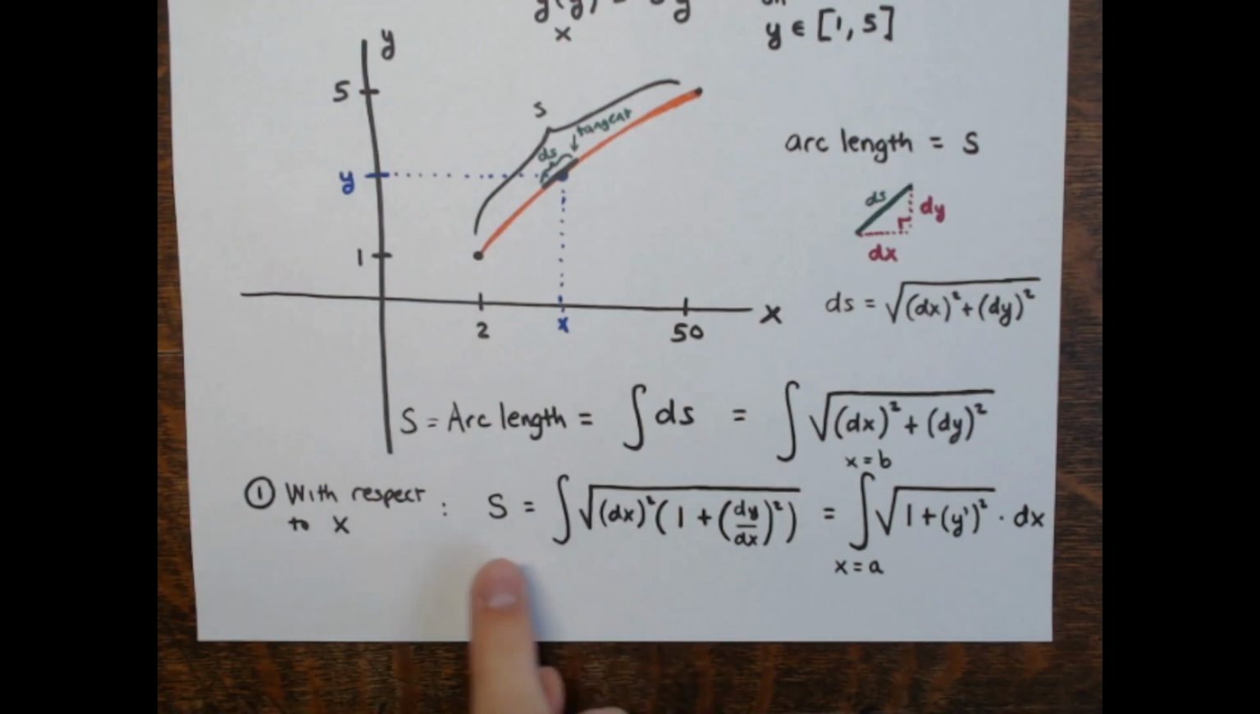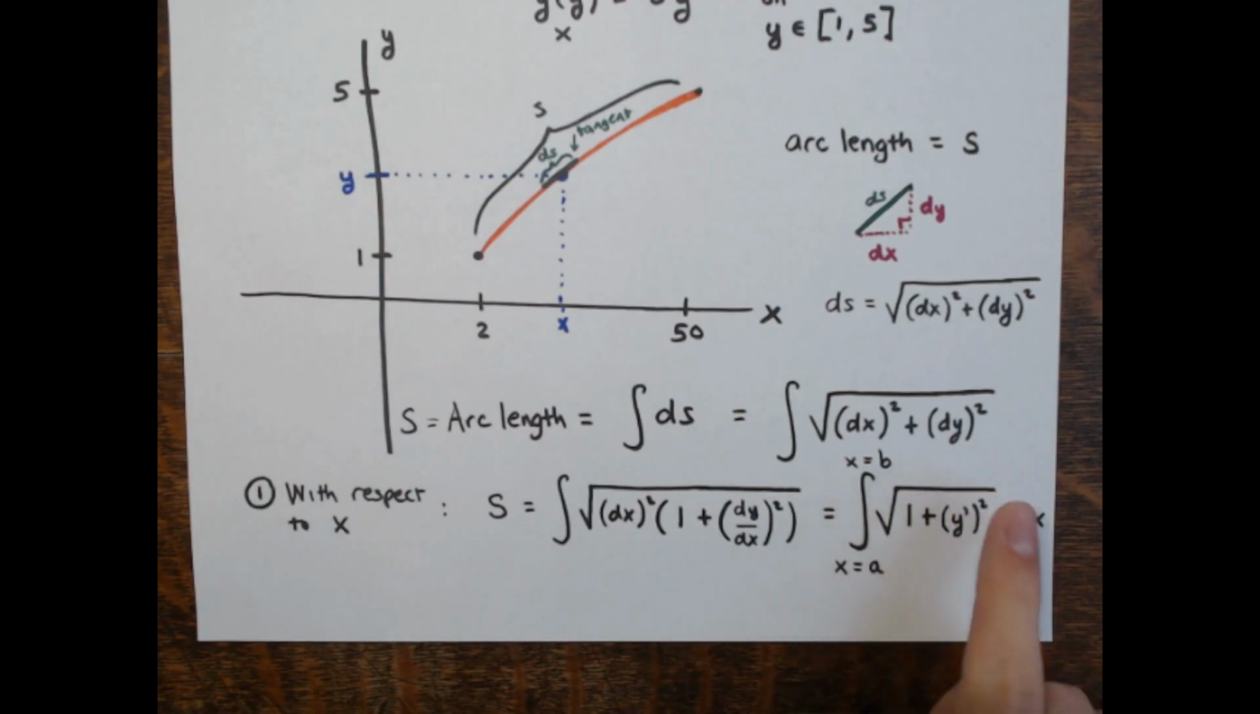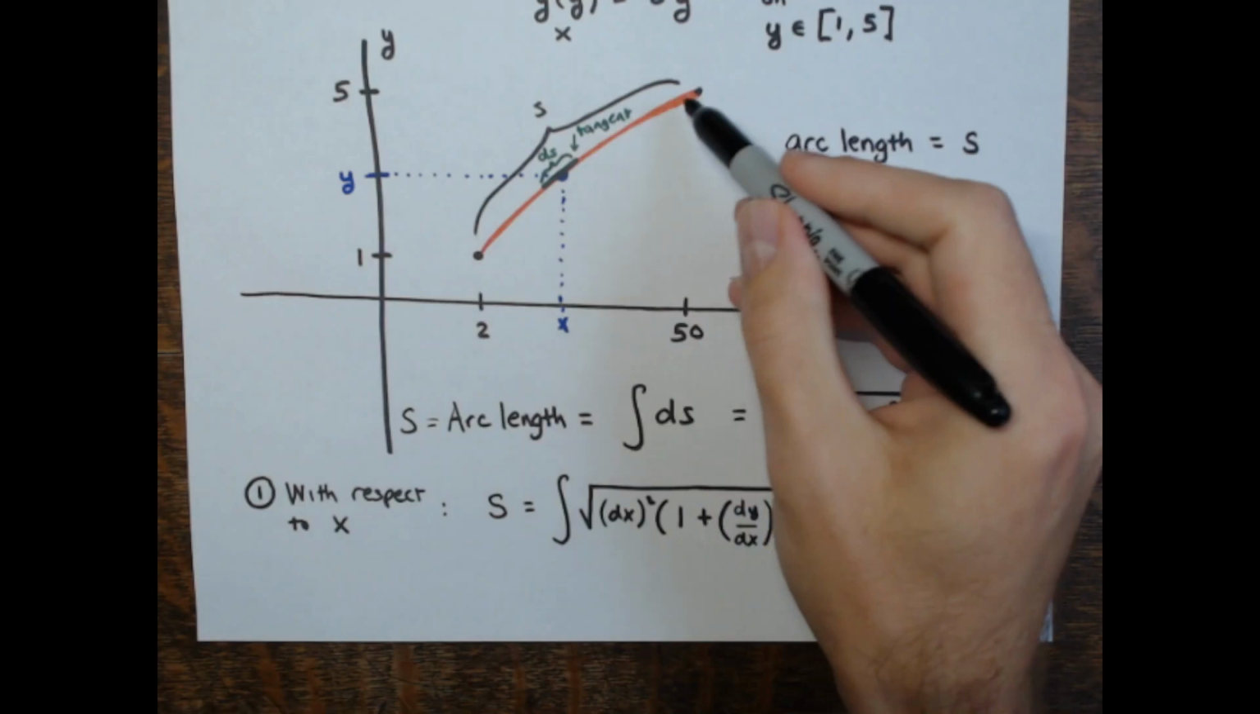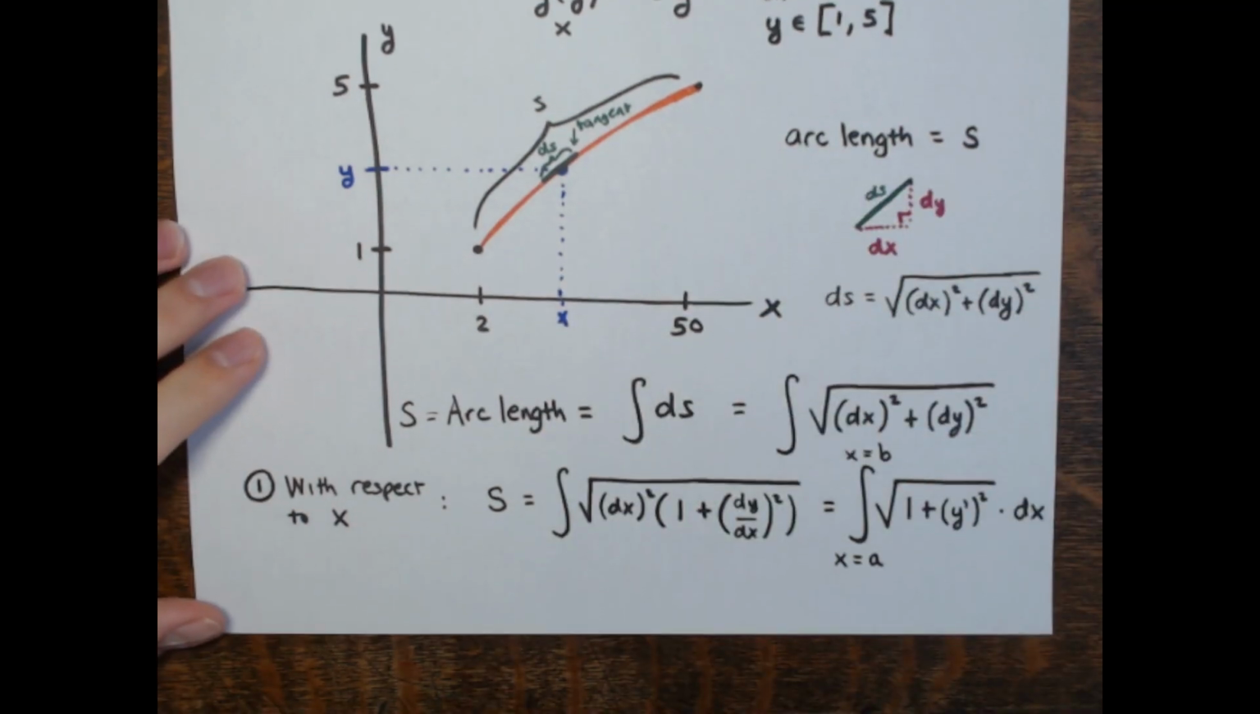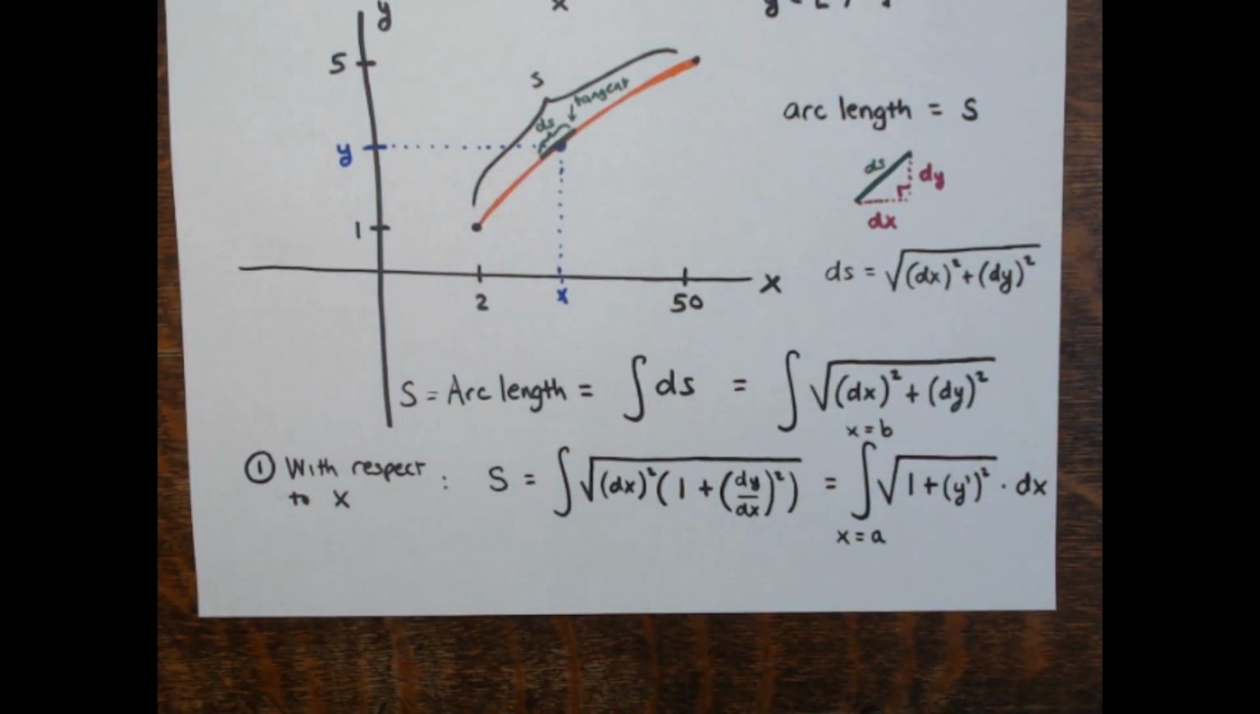If I have y equals some function of x, then I just put the derivative of y here, and square it, add 1, take the square root, and then we're integrating over the x values that the curve is over. So yeah, this curve is over 2 to 50. So that's with respect to x.